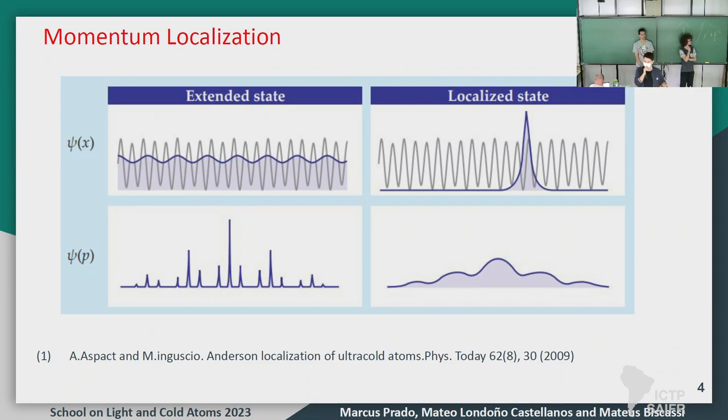If we use the Heisenberg uncertainty principle, we know that an extended wave packet in configuration space is going to give us a well-localized wave packet in momentum space, and vice versa: if we have a well-localized wave packet in configuration space, we're going to have a non-localized wave packet in momentum space. So these are the ways we're going to characterize Anderson localization.